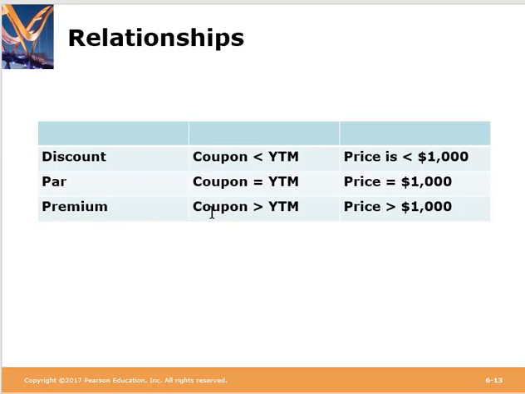If the coupon, what they're willing to pay you, is more than the yield to maturity, the return that you want, then you're willing to pay extra for that. So in this case, if the coupon's greater than the yield to maturity, then the price of the bond will be greater than $1,000. And of course, the opposite is true if the coupon is less than what you want to receive, the yield to maturity. In that case, it would be selling at a discount.